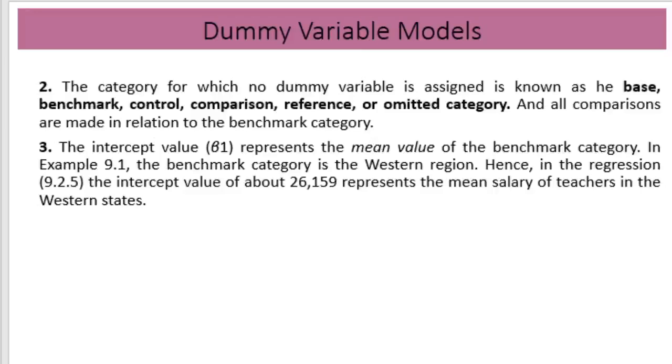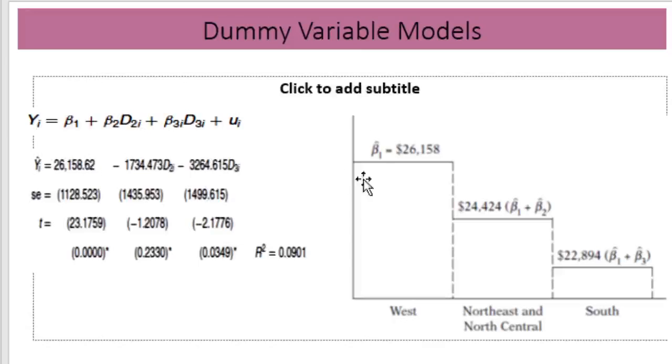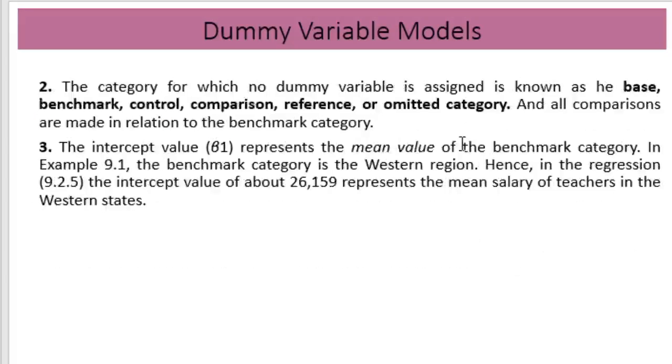Therefore, when we estimate the coefficients of other categories, we do so in comparison with the reference category or the benchmark category. In the result, we know that this is the benchmark category, then the coefficient of this is in comparison with the reference category, that is beta 1 plus beta 2, and for the south beta 1 plus beta 1 cap plus beta 3 cap. That is the second precaution.